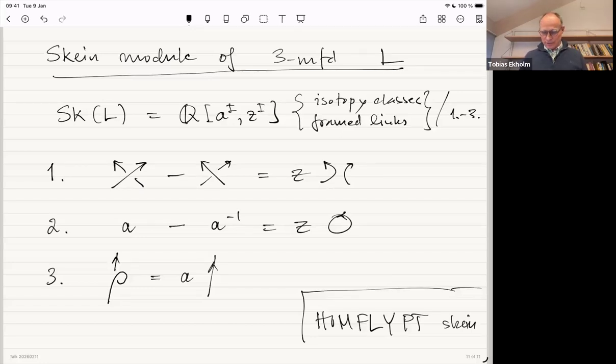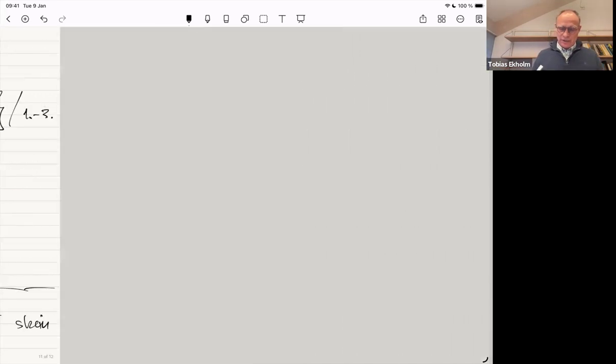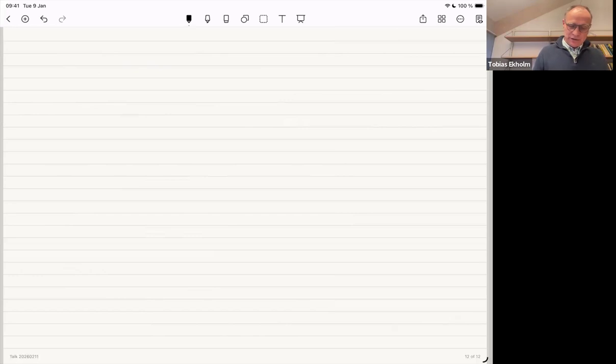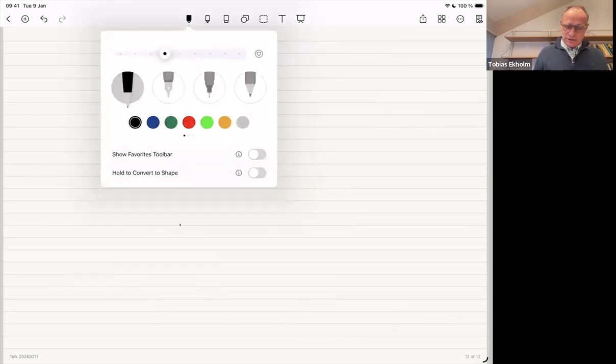Okay. So this is the Homfly Skein module of a three-manifold. And now we're going to check that these wall crossings that we saw exactly correspond to the Skein relations. So let me now draw the same picture that I drew before.